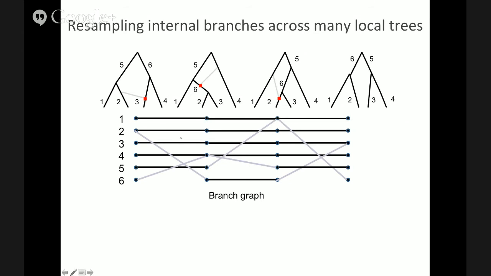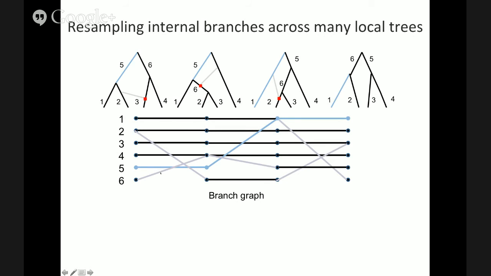And then between two local trees, I draw an edge between two vertices if it's the same branch or if it shares ancestry. So, for example, the leaves, their branch exists across all the trees, so they jump across. Recombinations break a branch, like number 6 here is basically broken because a recombination happens underneath it, and then creates new branches. So that's what these crossing branches do.